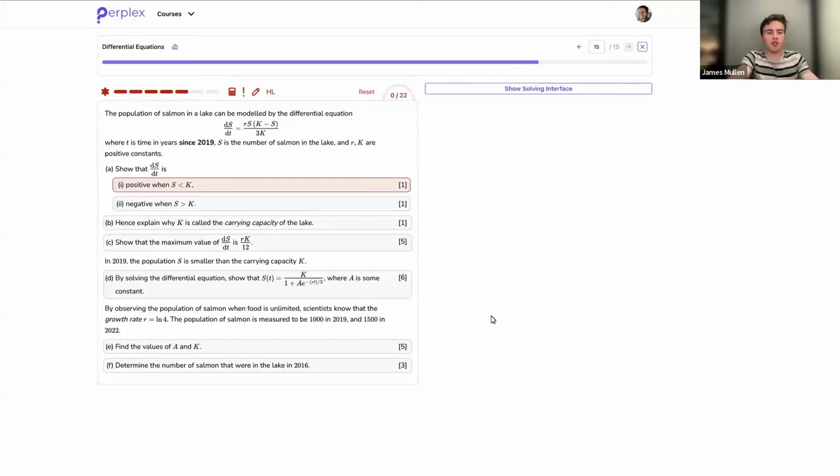Okay, so the first thing I want to do is show that the derivative is going to be positive when s is less than k and negative when s is bigger than k. Now notice that rs over 3k are all positive constants because r and k are given to be positive constants in the question, and s is the number of salmon. That has to be positive. So rs over 3k has to be positive, and k minus s is going to be bigger than 0 when s is less than k, and it's going to be less than 0 when s is bigger than k. And because I have a positive multiplied by some term that is sometimes positive and sometimes negative, I can say that the whole derivative is going to be positive when s is less than k and negative when s is bigger than k.